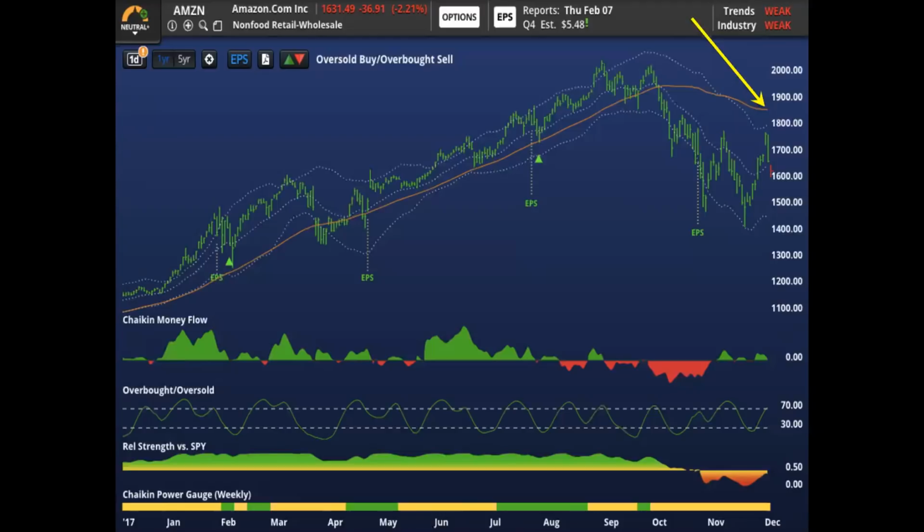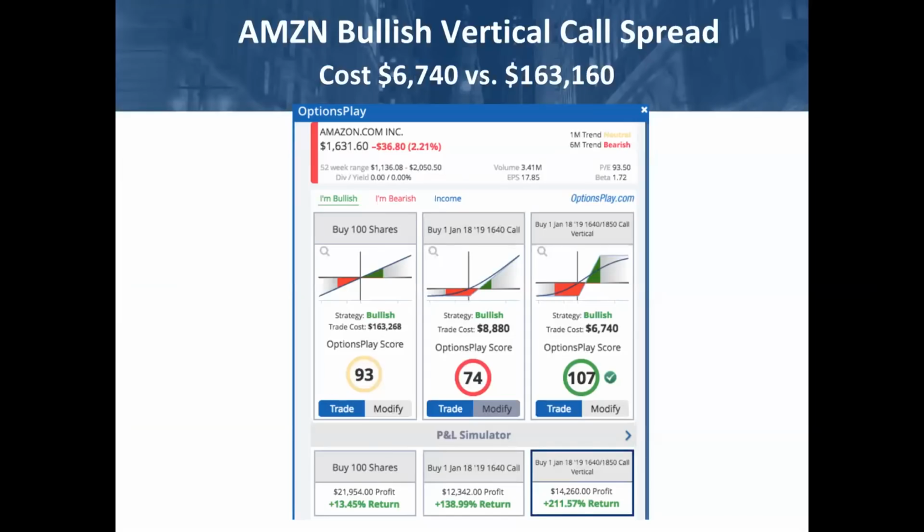Now you've made a higher low. So what does a vertical call spread look like on Apple? Well, you buy with the stock at 1630 this morning. Options play suggested buying the option that was slightly out of the money, 1640 call expiring on January 18th. Give yourself enough time. And selling the 1850 call against it.